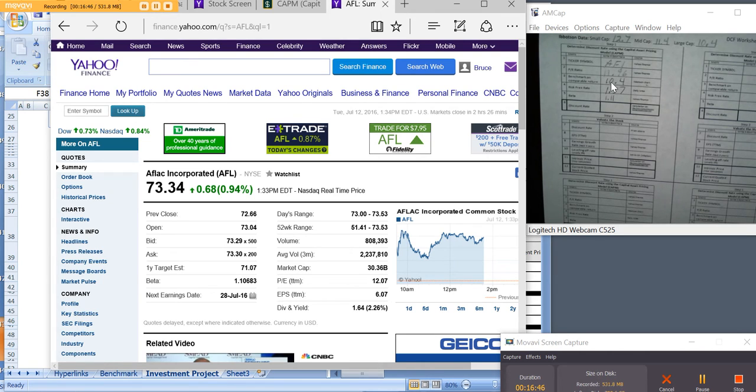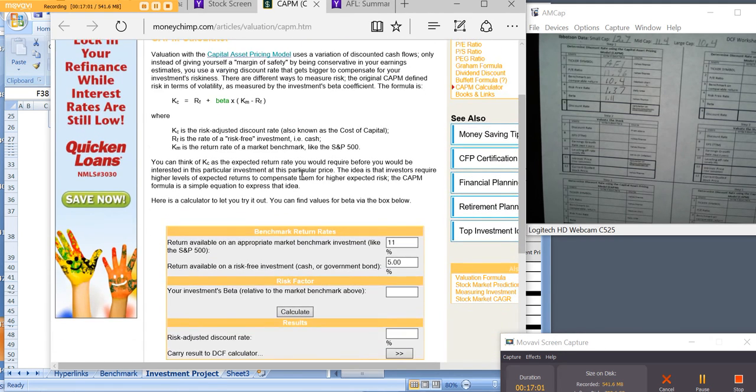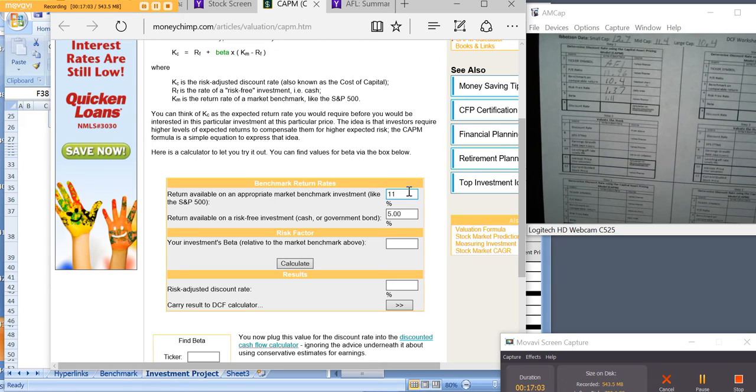So now that I've filled in all this information into that worksheet, I need to find the discount rate, and that's where I'm going to go over to this calculator. At the capital asset pricing model calculator, I'm going to go down here and start entering in this information.